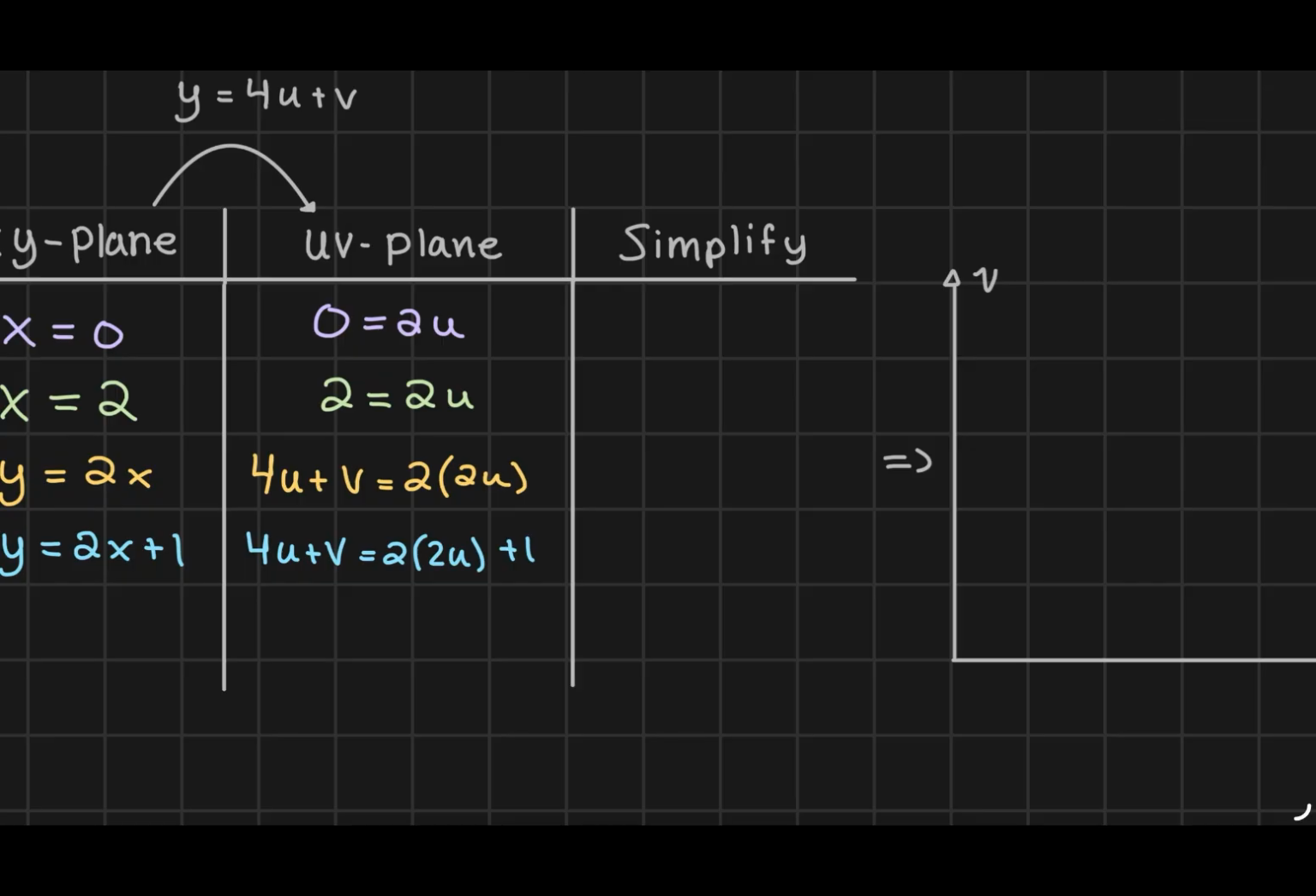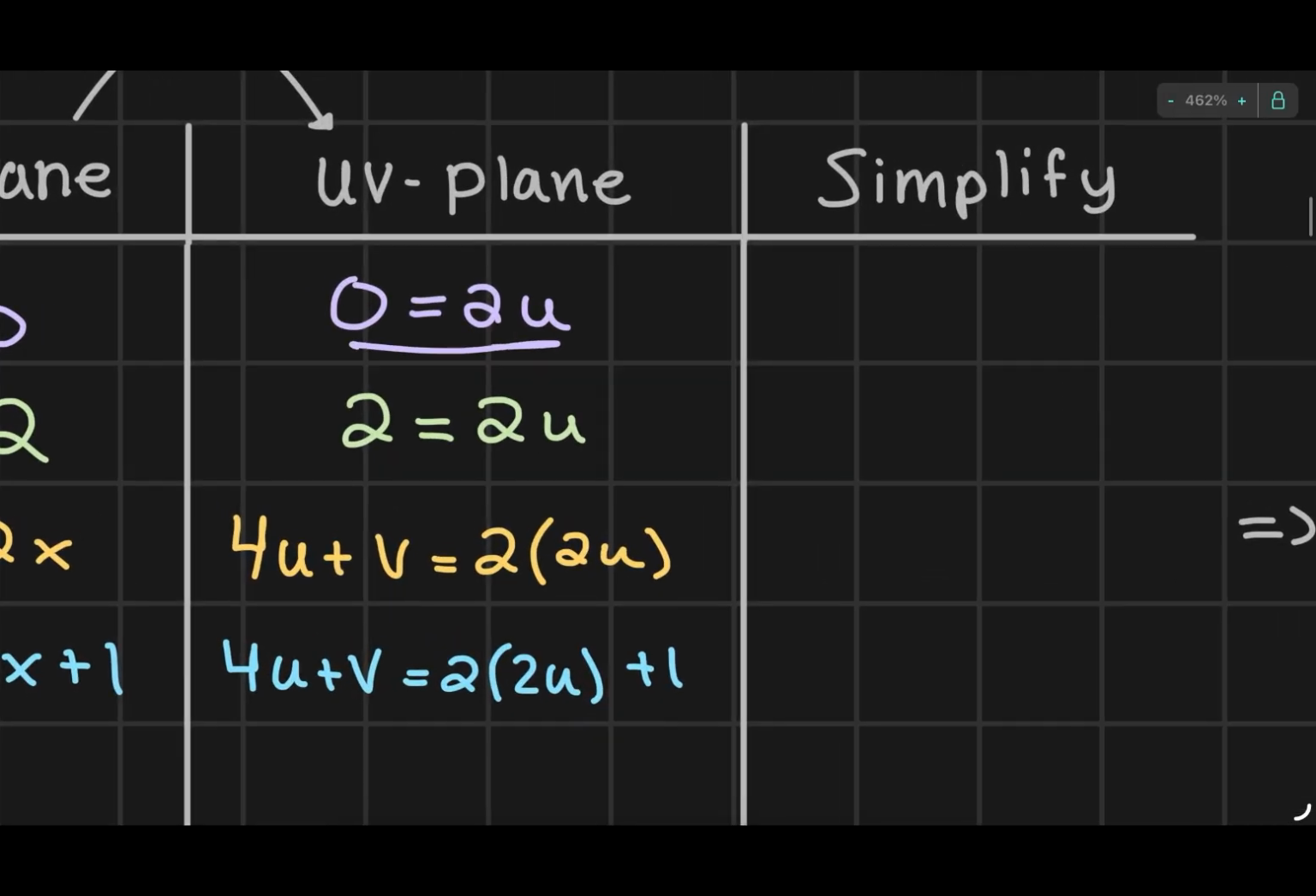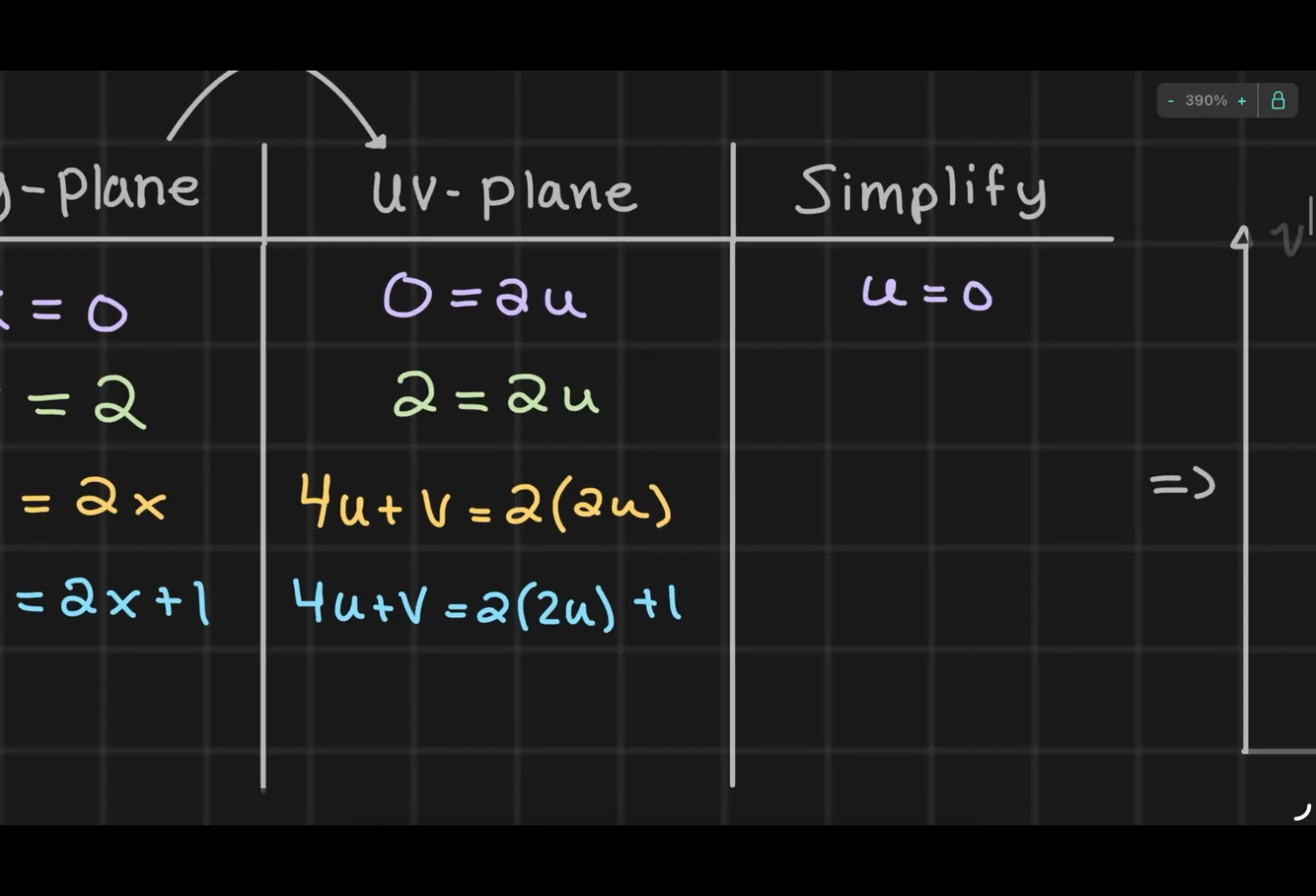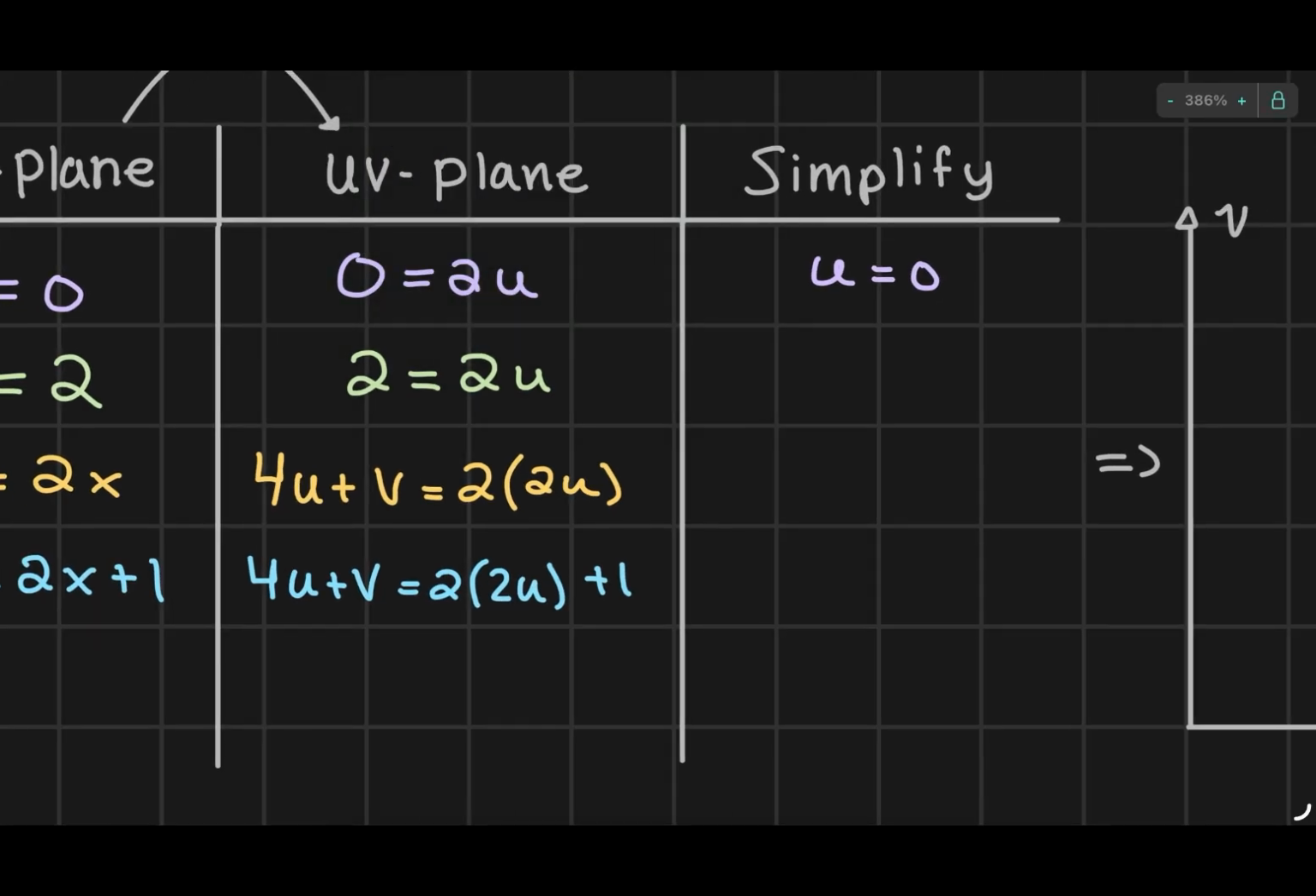Well, how can we simplify these further? Pretty easily. Well, the only solution for this equation right here is going to be u is equal to 0. Okay, well, what's the solution here? Well, if we divide 2 out by both sides, well, that's just going to be u is equal to 1.